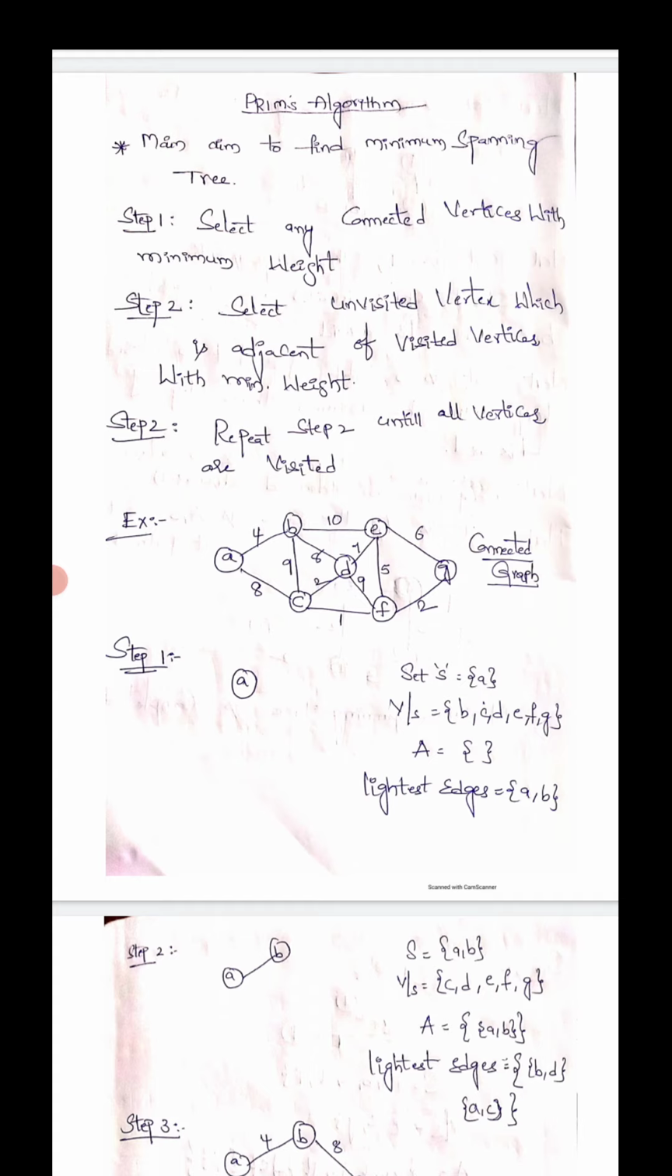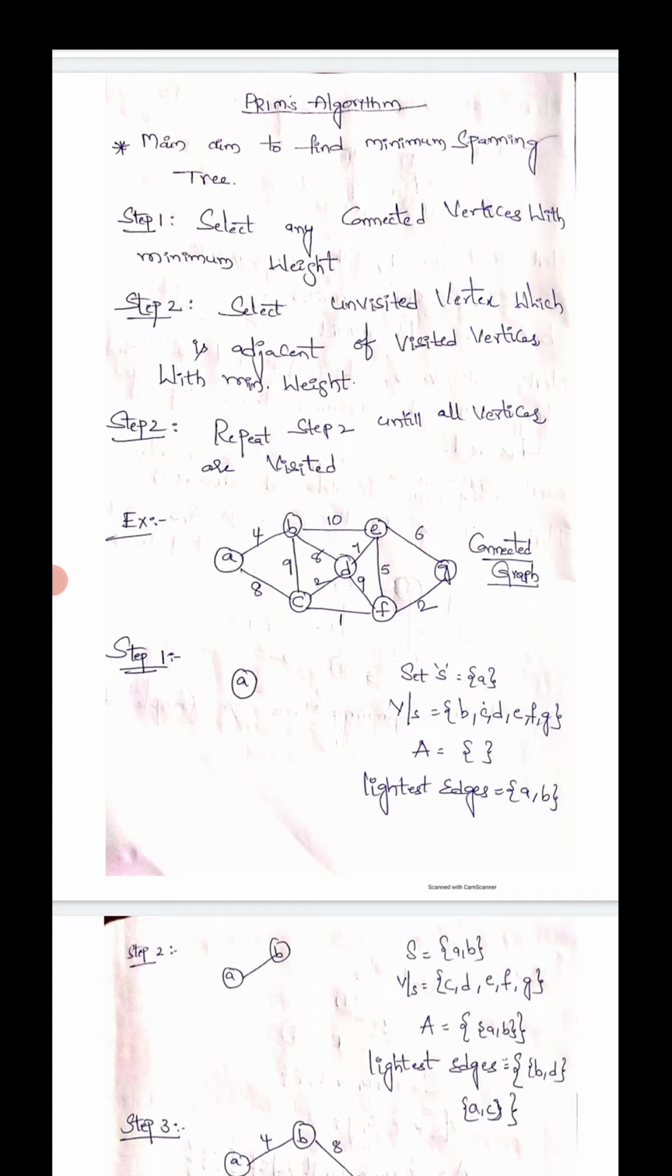an unvisited vertex which is adjacent to the visited vertices with minimum weight. Listen carefully: you need to select an unvisited vertex, not a visited vertex, an unvisited vertex nearest to the adjacent visited vertices with minimum weight. Next step 3, repeat step 2 until all vertices are visited.